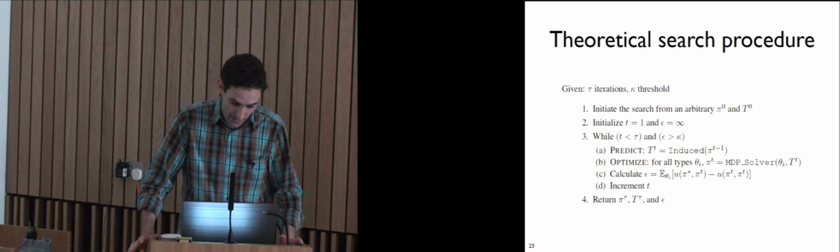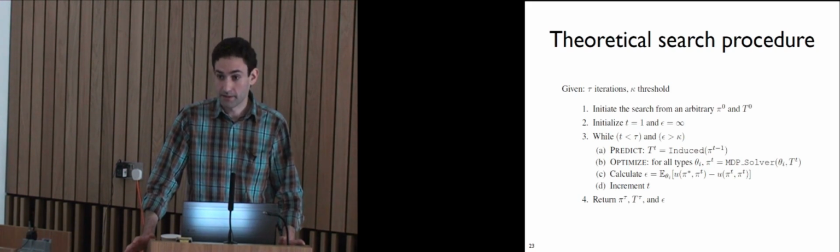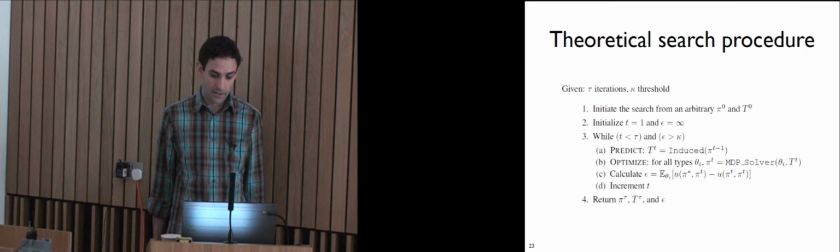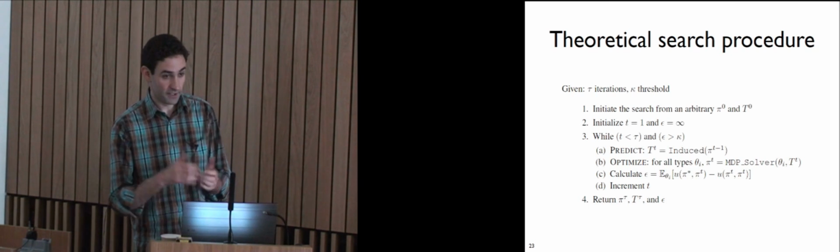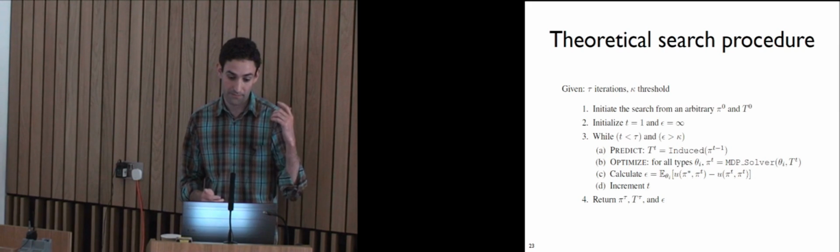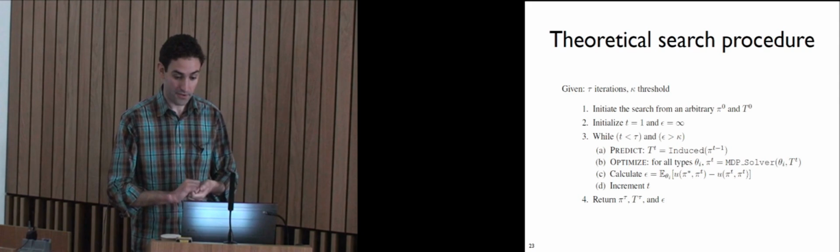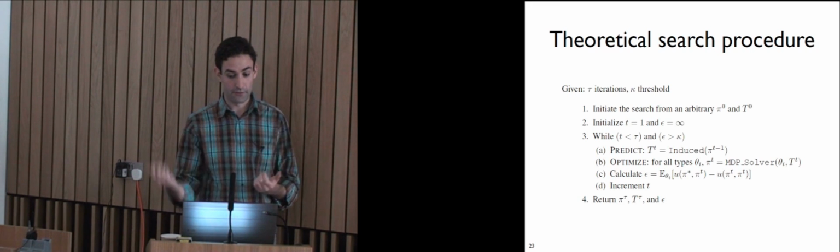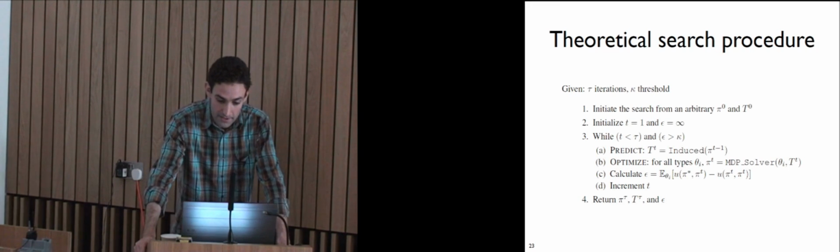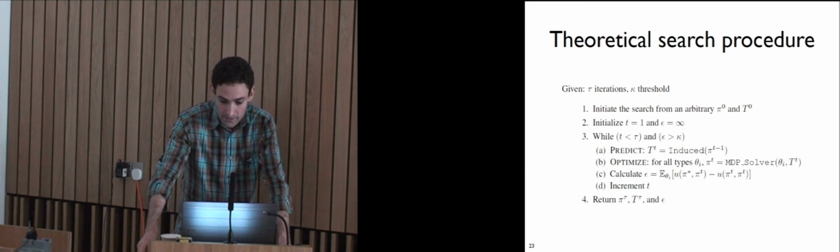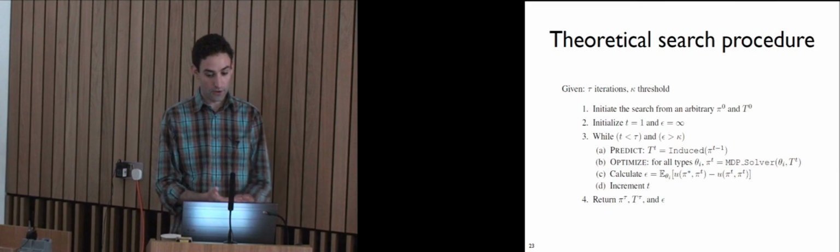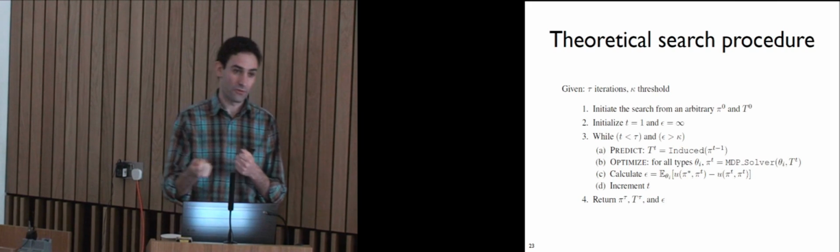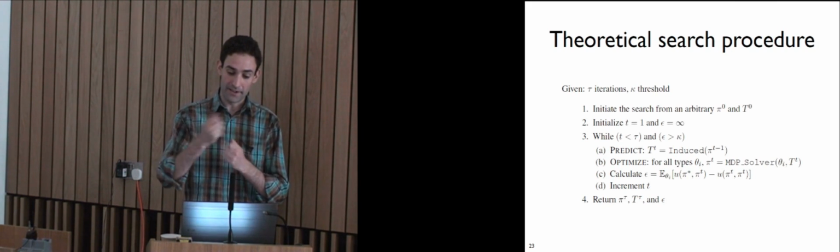So this is kind of the main contribution of the paper. It's this algorithmic procedure for looking for equilibrium in sequential auctions. And it's going to be an iterative best response type procedure. So you start from an arbitrary prediction about opponents' strategies, and from that you can infer transition probabilities. And then you optimize. So you solve the MDP to get an optimal best response. And you can see how good this best response is.